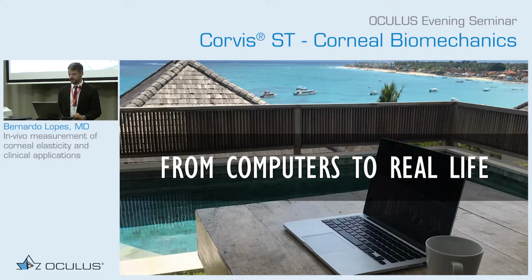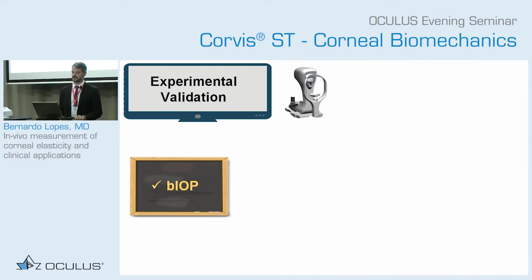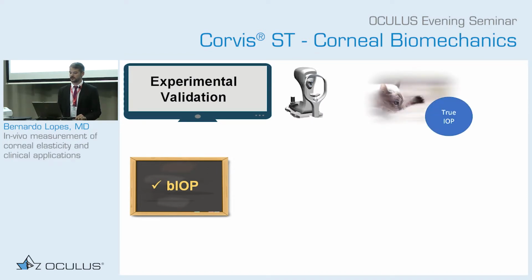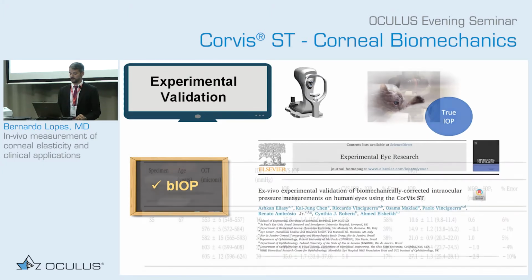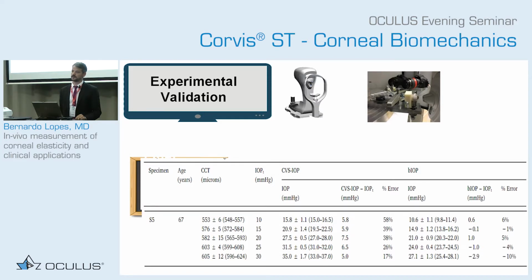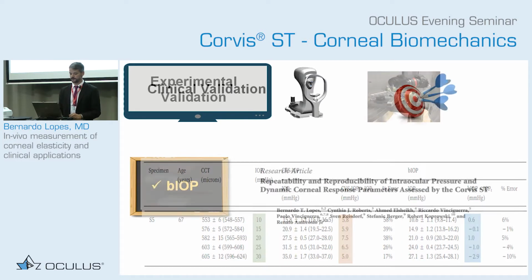So from computers, we have validations of these numbers that are still in progress, but we have some that were already published. For the biomechanically corrected IOP, we have an experimental in vivo study. So let's see if we can get the true IOP. We took some eyes where we set the pressure in a normal range from 10 to 13, and we compared the non-corrected IOP and the IOP corrected for biomechanics. In this range, we can see that the corrected one was way closer to the true IOP, so less difference than the non-corrected one.